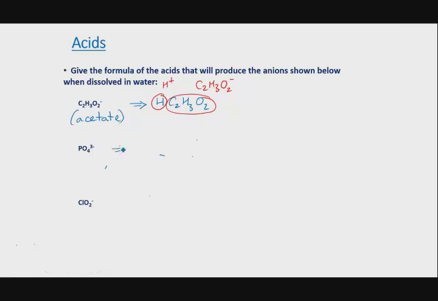Phosphate will be produced from H3PO4, and this is going to be produced from HClO2.